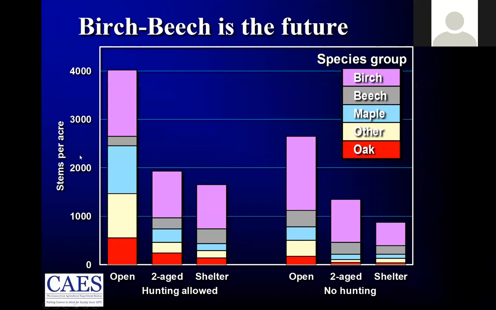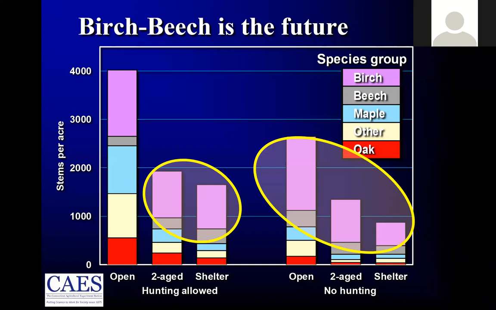The y-axis going up the side, that's stems per acre, and these are free-to-grow stems. So these are stems which are getting sunlight up there. Strong intermediates, codominants, and dominants. You want to think of it that way, or free to grow. On the bottom, we have areas where hunting is allowed on the left, and areas where hunting is not allowed on the right. And then we have open, those are the clear cuts or final overstory removal, the two-age stands, and then the shelterwood.